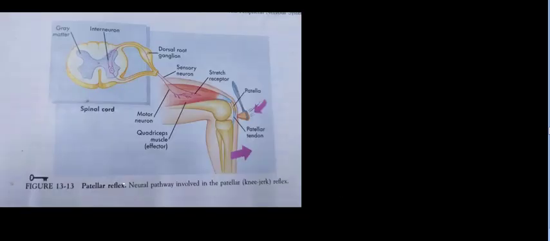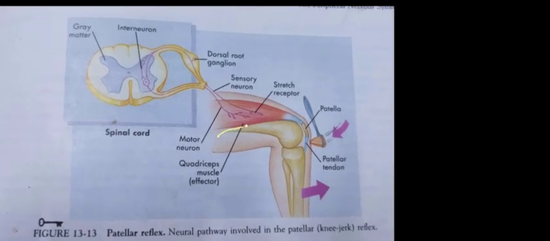Okay, and here is a diagram of the patellar reflex, also called the knee jerk reflex, and two muscles are involved in this reflex: one is the quadriceps muscle and the other is the hamstring muscle.